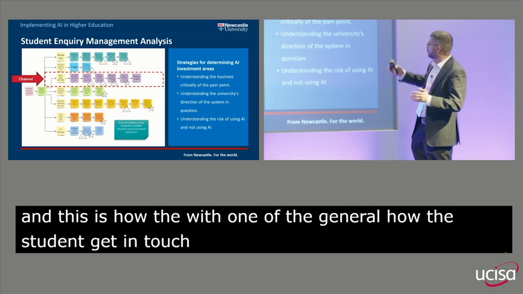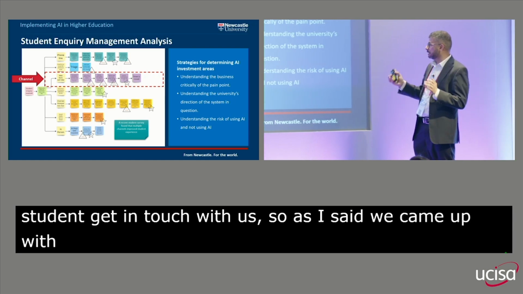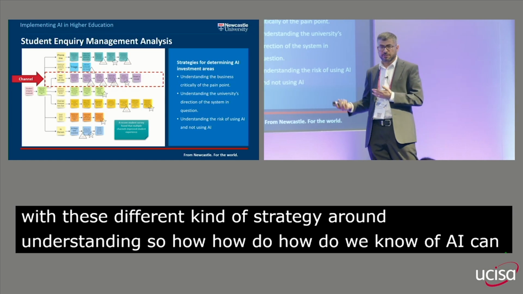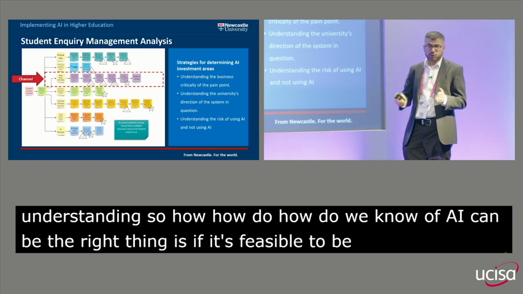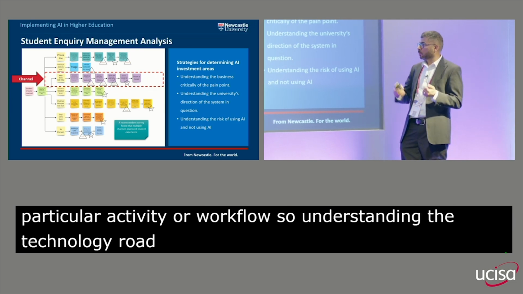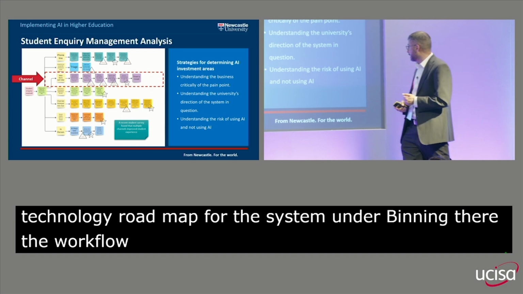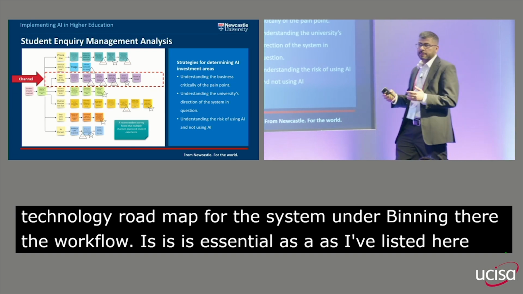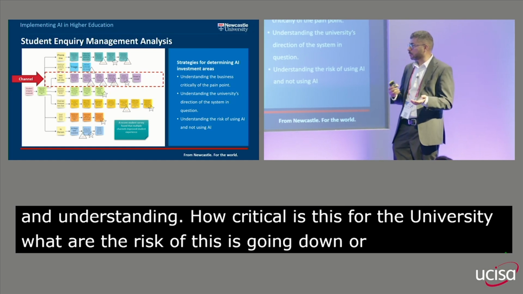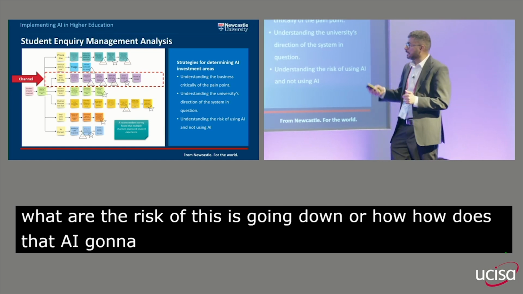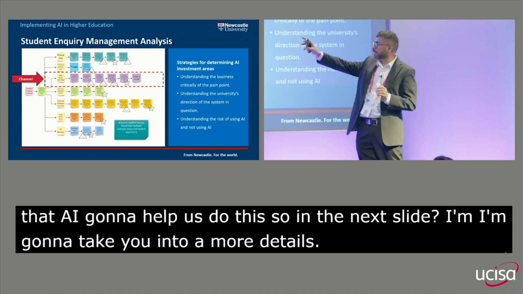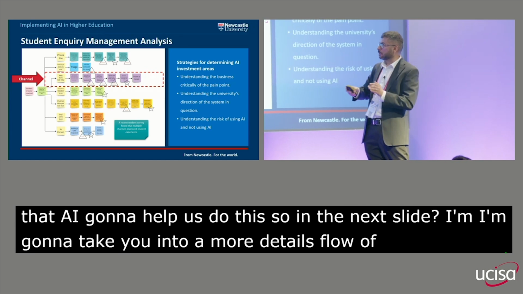So as I said, we came up with these different kinds of strategy around understanding how we know if AI can be the right thing, if it's feasible to be applied to this particular activity or workflow. So understanding the technology roadmap for the system underpinning the workflow is essential, as I've listed here, and understanding how critical this is for the university. What are the risks of this going down, or how is AI going to help us do this? So in the next slide, I'm going to take you into a more detailed flow of how we broke down this particular channel into a bit more detail.